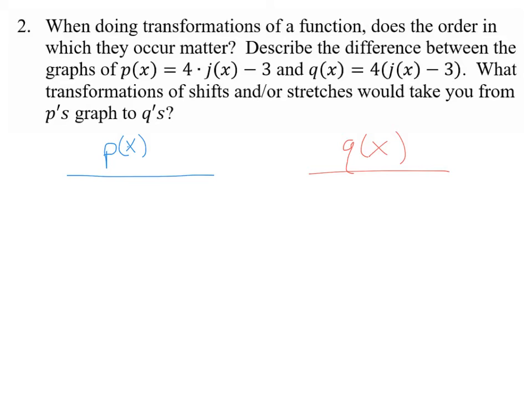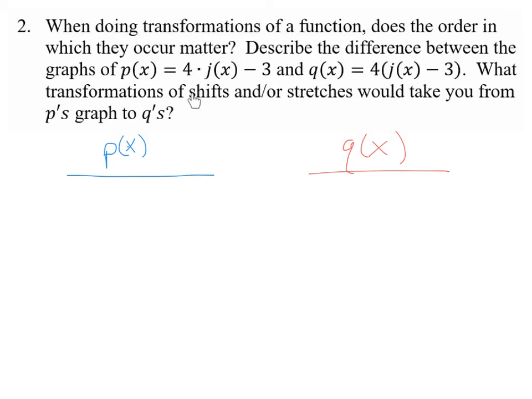We're looking at some of the problems on the class example sheet for section 6.2. This looks like number 2 from that sheet, and this is coming back to that theme of: does the order in which transformations occur matter? We want to see if there's a difference between these two functions. We have p of x, which is 4 times j of x minus 3, and then q of x, which is 4 times the quantity j of x minus 3.